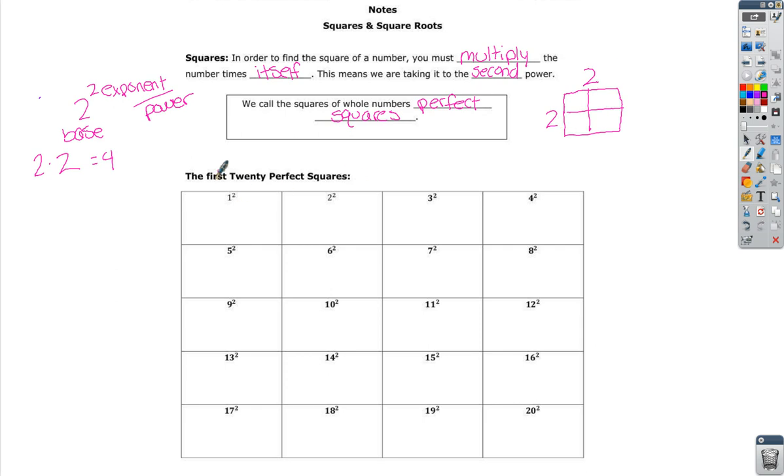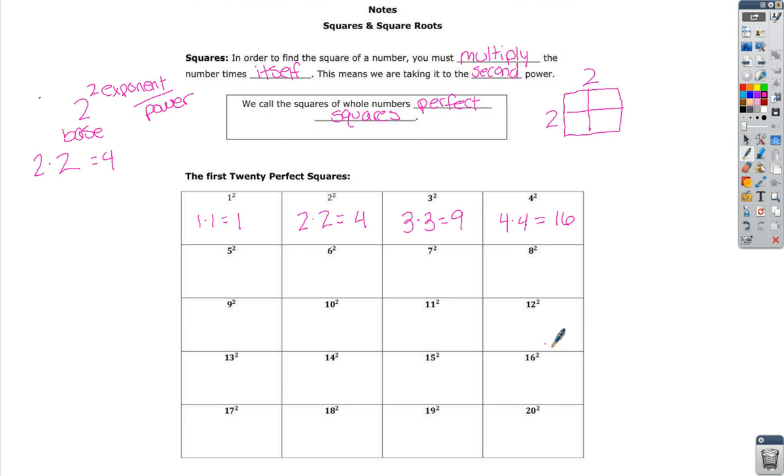So let's look at our first 20 perfect squares, and you should be practicing these at home so they're very easy. So we'll think of 1 squared. So that's just saying 1 times 1. 1 times 1 is 1. 2 squared is just like saying 2 times 2. Well, let's think. What's 2 times 2? 4. 3 squared would just be like 3 times 3. 3 squared, or 3 times 3, equals 9. 4 squared would just be like 4 times 4. And 4 times 4, or 4 squared, is 16.